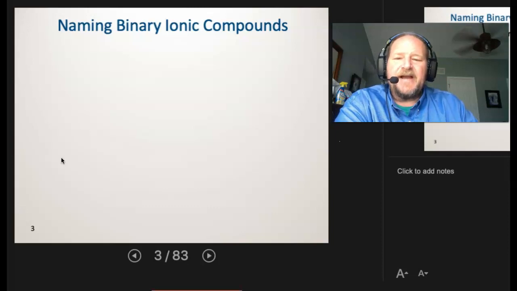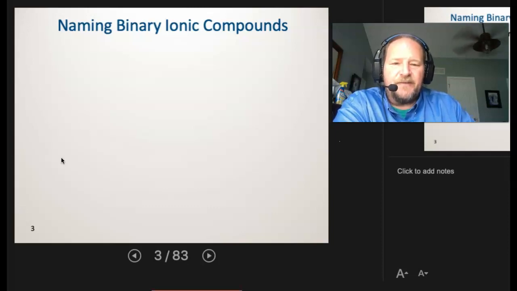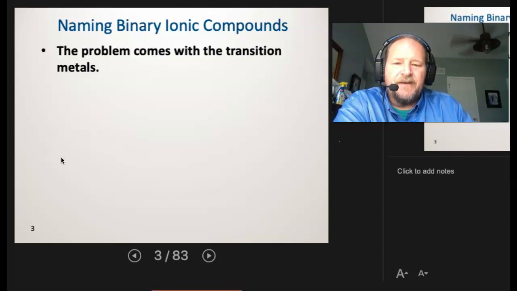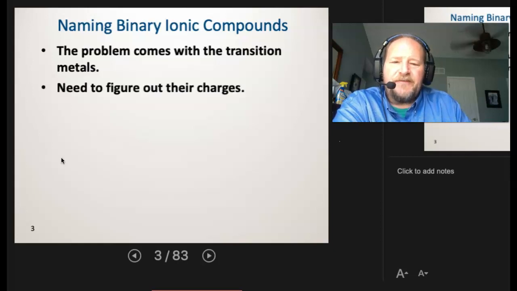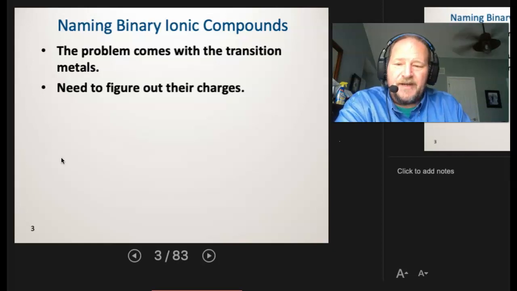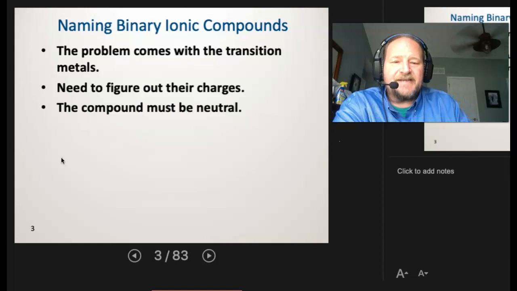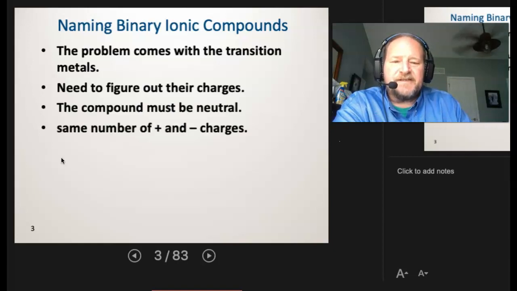So naming binary ionic compounds. Again, when it's group A, straightforward. Our biggest concern, and the most confusion, comes out of those transition metals. When it comes to transition metals, you're going to have to figure out the charge. Now remember, just like we just looked at the sodium chloride and the magnesium bromide, the compound has to be neutral. No way around that, which means my pluses and my minuses have to balance out.